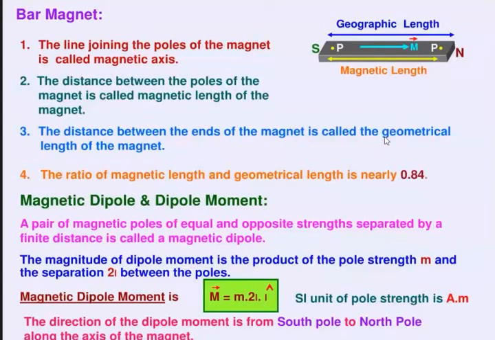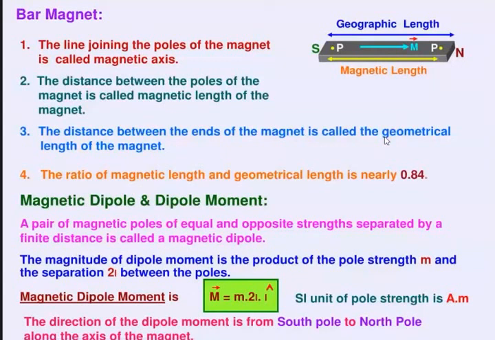If you learn this, then it will be convenient to understand dipole moment and the mathematical explanation of dipole moment. Now, distance between ends of magnet is called geometrical length of the magnet. So there are two lengths, magnetic length and geometric length. Magnetic length is a little bit smaller than the geometric length.